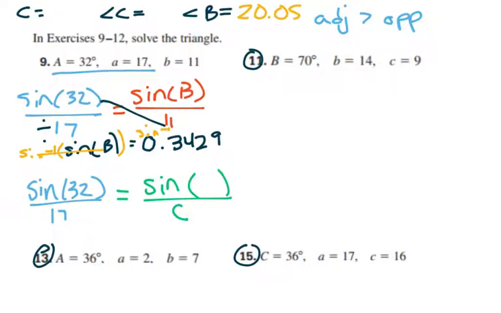So now that we know that B is 20.05, we can subtract from 180 to get our angle measure. So we can do 180 minus the angle we knew to begin with, which was 32, minus the angle we just found, which is 20.05. And so we have 127.95 for our measure of angle C.